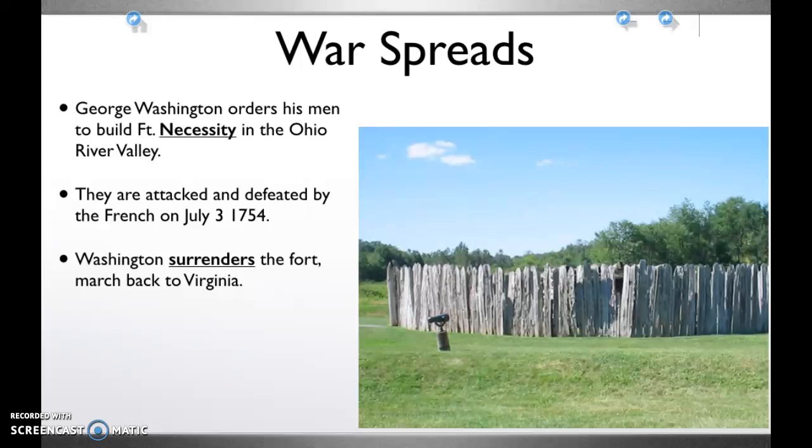They needed it. They are promptly attacked and defeated by the French on July 3rd, 1754. I find the date, well, kind of amusing. One day before independence, 20 years earlier. Washington surrenders the fort and marches his men back to Virginia, defeated. But this is, as we all know, not the end of Washington.